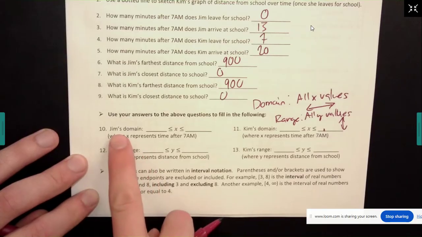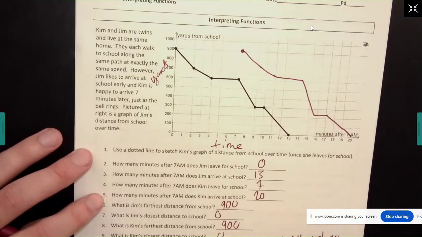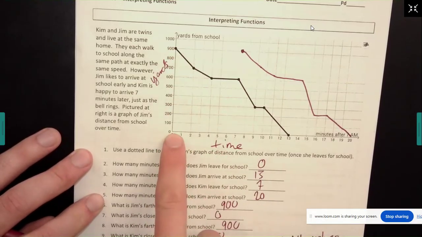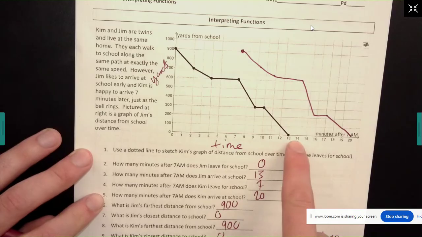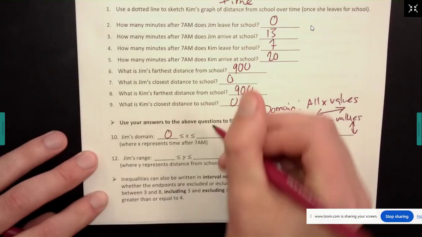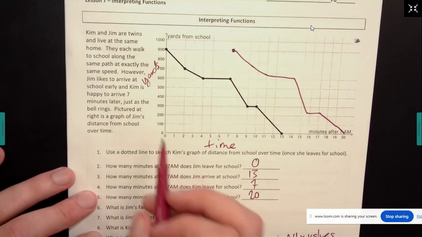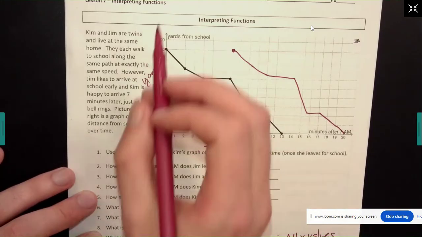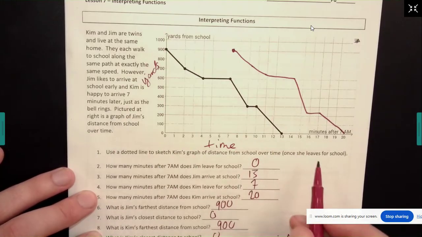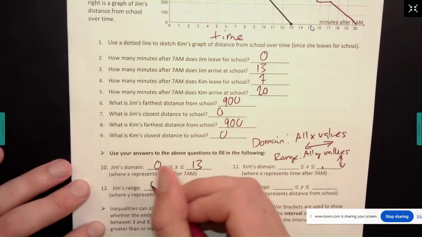So Jim's domain goes from what to what? Well, the far left it goes is 0 on the x-axis. The farthest x value you have is 13. So Jim's domain goes from 0 to 13. All right. Let's talk about the range. Okay. What's the closest he gets to the school, right? We're talking about the y values now. Well, the lowest is 0. The highest is 900. So his range goes from 0 to 900.